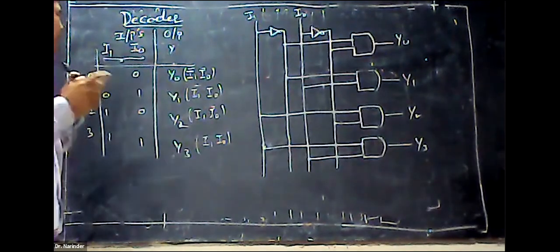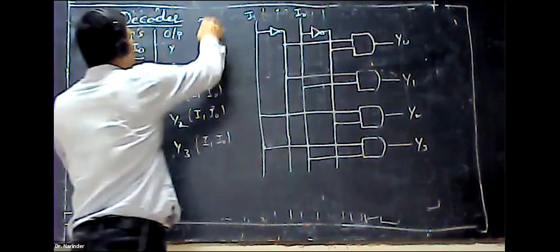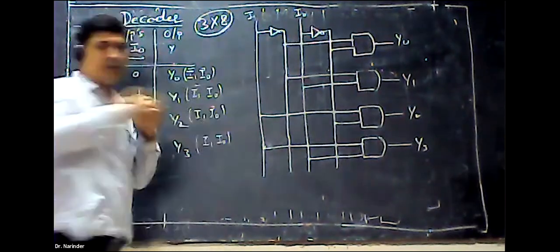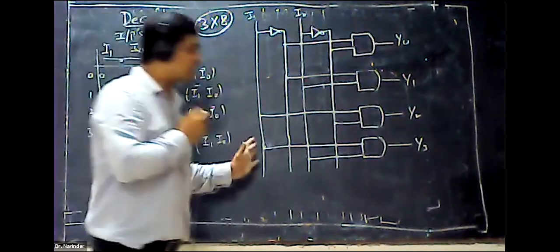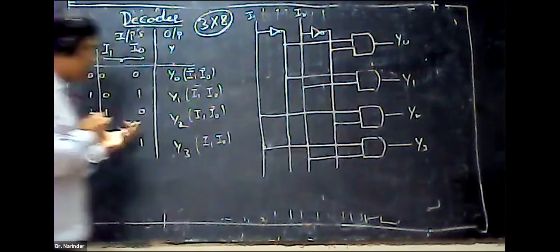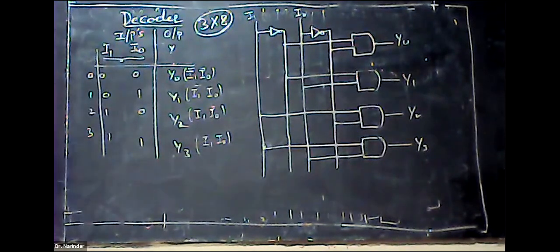Parallelly, we can also pursue the 3 to 8 line decoder. There will be only one change. The I2 will be included on the input side and the gates would be 8. And you have to design the truth table like this. Further, you can also extend this truth table.